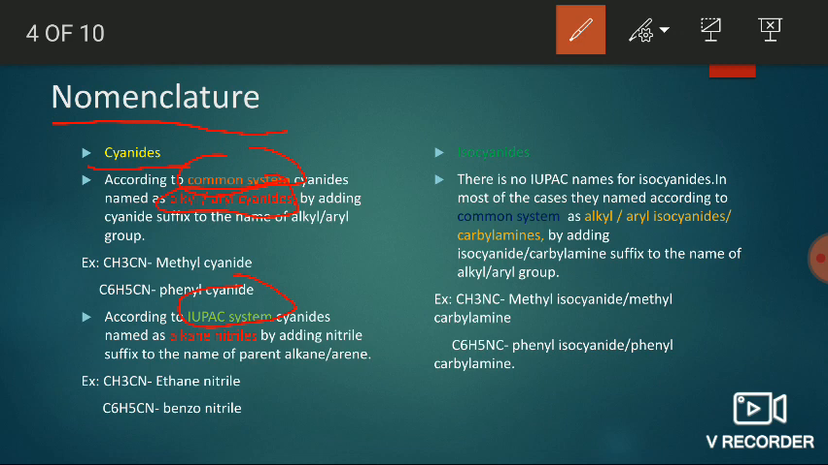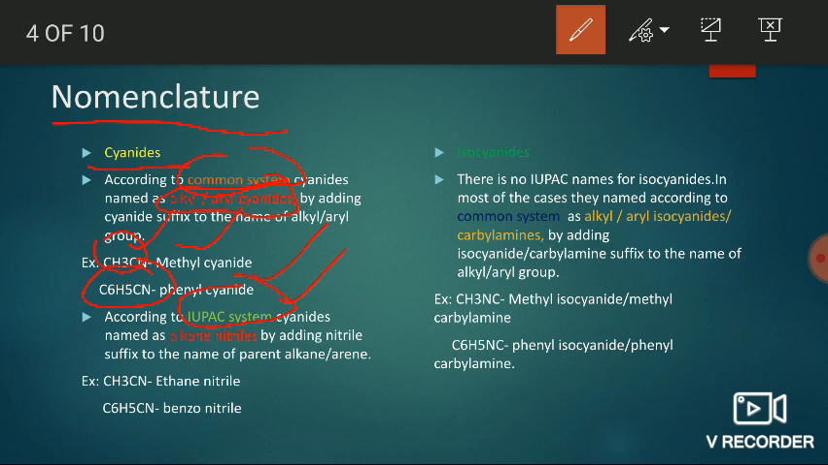Okay, this is according to the common system. If you observe the examples, the first one is CH3CN. According to the common system, the name of CH3CN is methyl cyanide. CH3 is the alkyl radical of methane, so it is methyl cyanide. Next one is C6H5CN. It is known as phenyl cyanide.